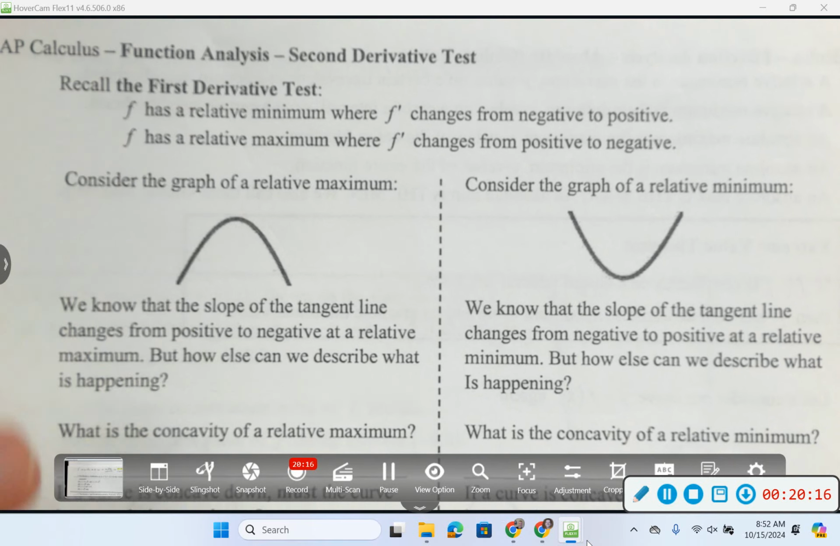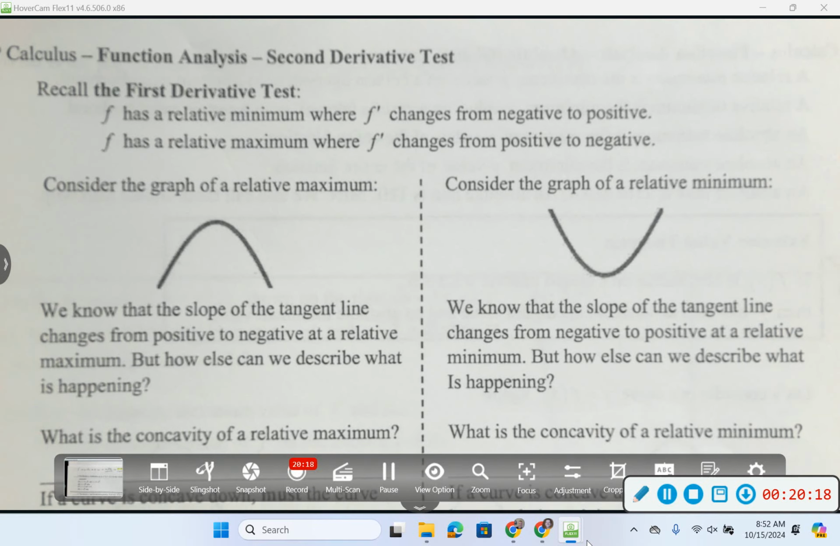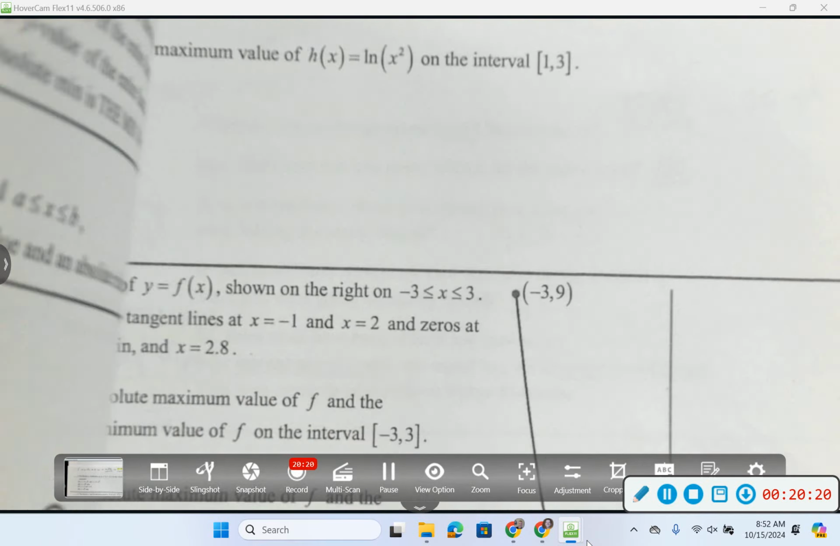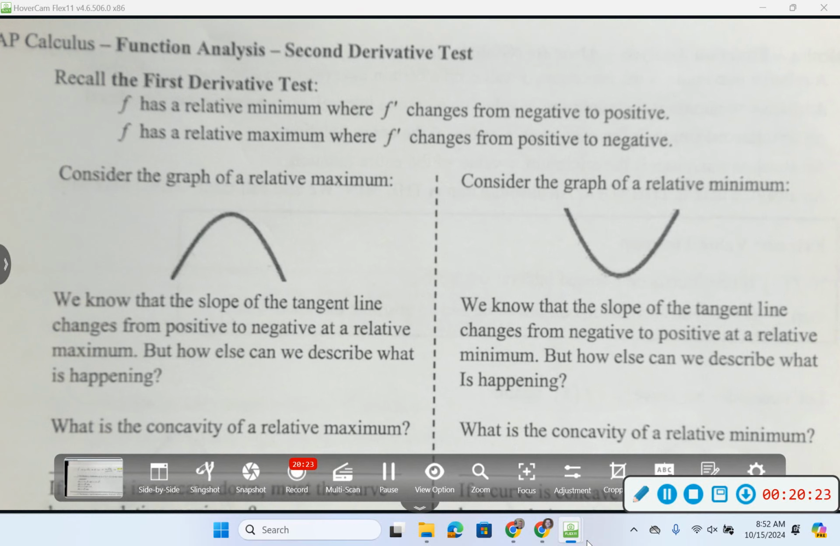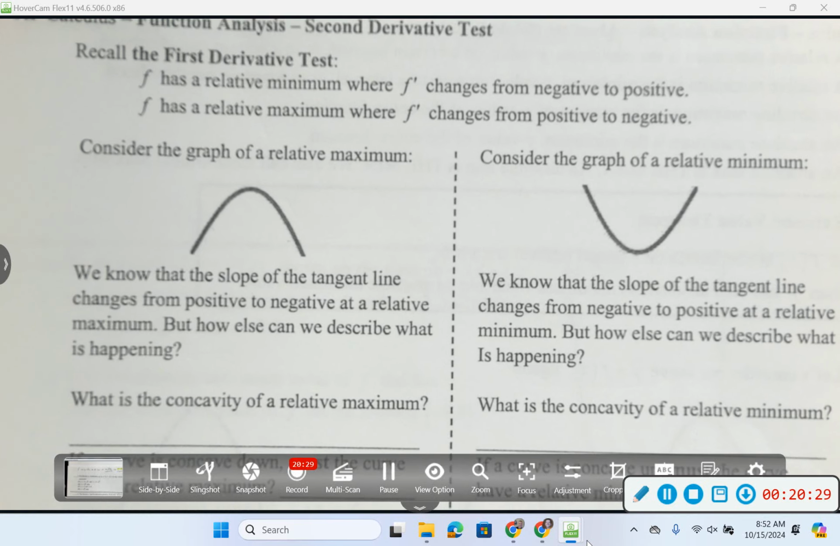Yep, we need to do this page. We got time. This page, and then this will be it. Function analysis, second derivative test. You know what? Let's hold on a second.